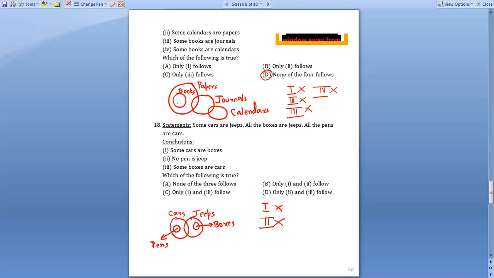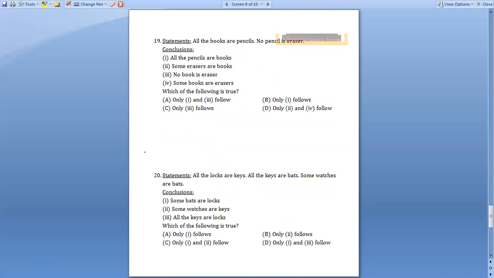Next, conclusion number 3, some boxes are cars. We don't know because they are not directly connected. So conclusion 3 doesn't follow. So none of the 3 follows. So it is option A. Done. Now go to question number 19.